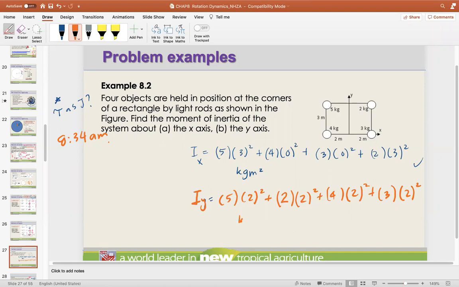Kg meter square. Okay. Alright, I hope everyone got the same answer. Jalan kira kena sama. Kalau korang salah tekan calculator, tu salah korang lah. But this is how you find it.